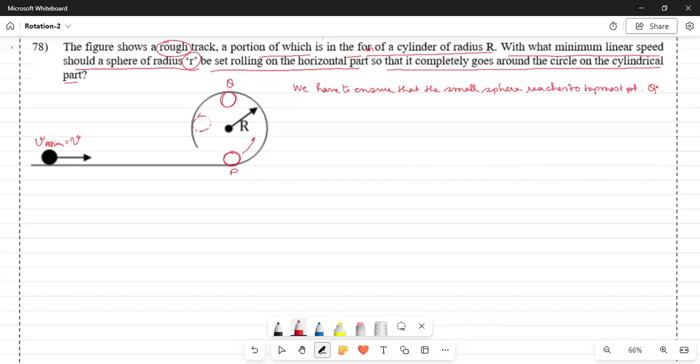Now, to start analyzing the problem, let us consider when it reaches the topmost point Q, its center of mass will have a linear velocity towards the left. And let us consider this linear velocity is V1. So we write, when it reaches Q, the center of mass has the linear velocity equal to V1.